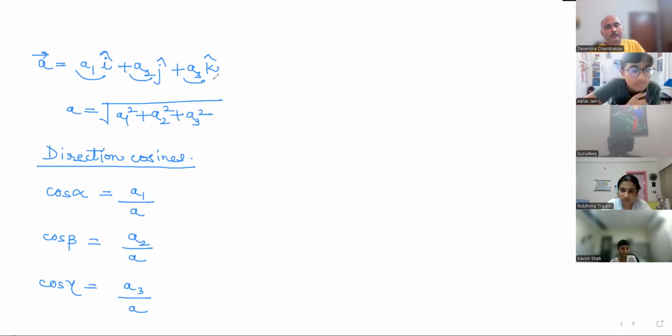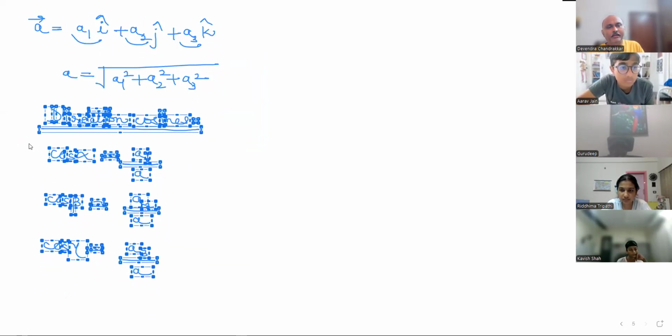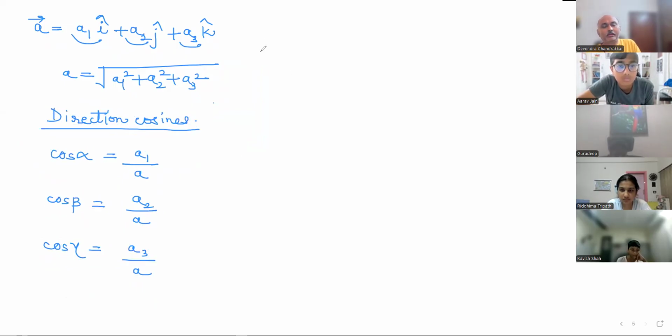Cos gamma is the z coefficient upon the magnitude. Any doubts up to here? Any one of you having any doubt? Arav Jain, Kavish Shah, Hariharan? No sir. This is a simple process to find the direction cosines and magnitude of a given vector, right?